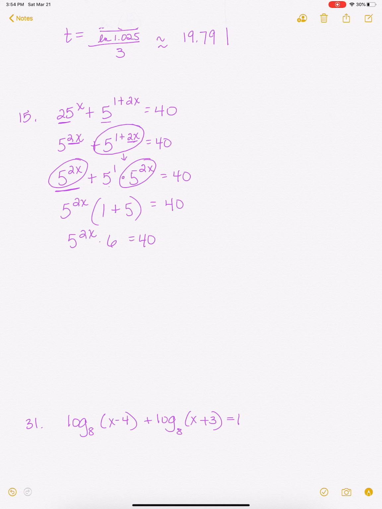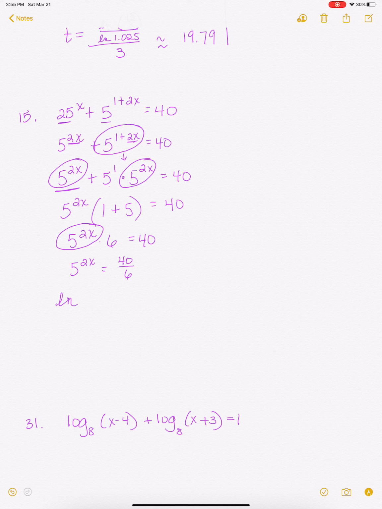And I'm back to basically where I was in that problem before. I've got an exponential equation. I want to isolate this exponential expression first, so I'm going to divide both sides by 6. And then it's up to you again. Add a log or change the exponential form into log form, whatever you want to do. I'm going to add a log again.